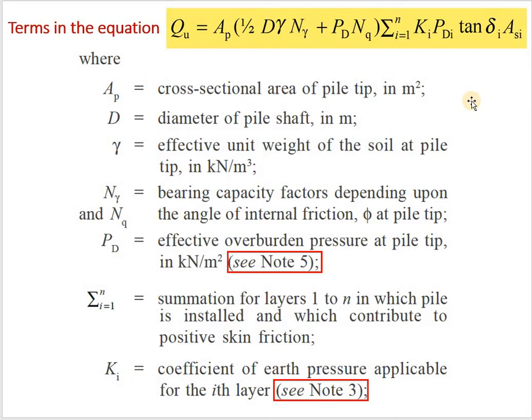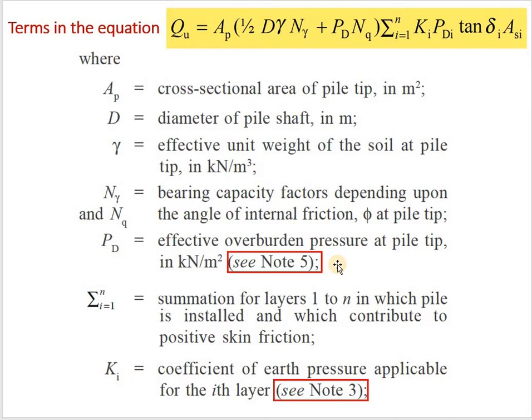Now N gamma and Nq are the bearing capacity factors. You can either find it from the code or for exam it will be given, but usually we find it from the code for a given phi value. Now Pd is the effective overburden pressure at the pile tip in kilonewton per meter square. So how will you find the effective overburden pressure? It is already mentioned here. You need to refer to note 5 of the IS code. I will also explain that.